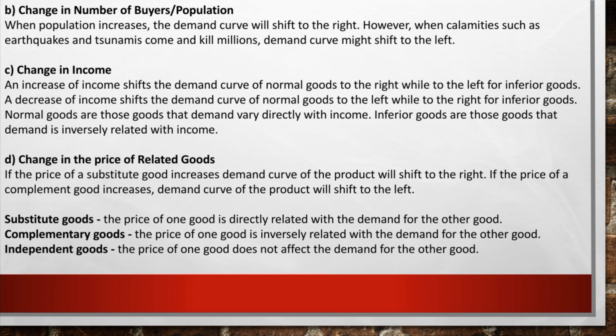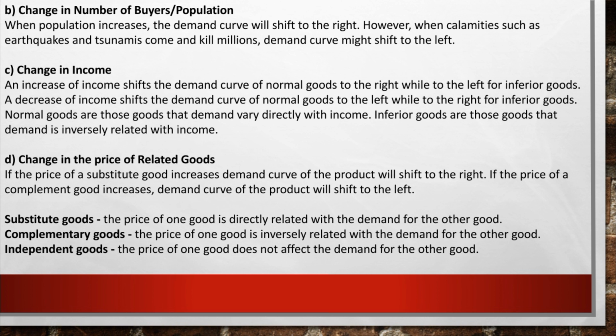C. Change in income. An increase of income shifts the demand curve of normal goods to the right, while to the left for inferior goods. A decrease of income shifts the demand curve of normal goods to the left, while to the right for inferior goods. Normal goods are those goods whose demand varies directly with income. Inferior goods are those goods whose demand is inversely related with income.